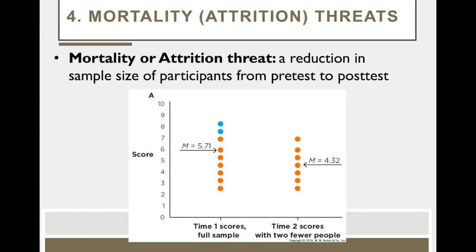The fourth kind of threat to internal validity are mortality or attrition threats. The book calls them attrition threats. The quiz is going to use mortality threats, but they are the same thing. This is when your participants drop out of your study along the way.